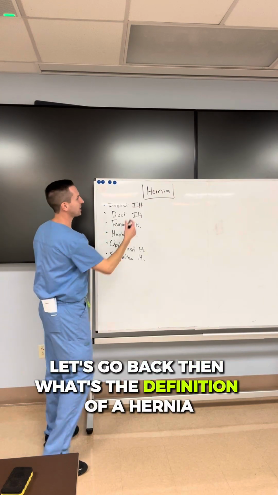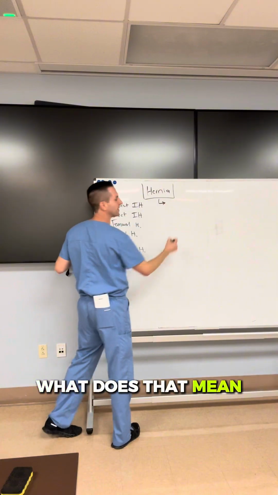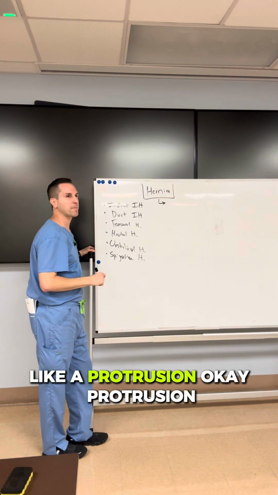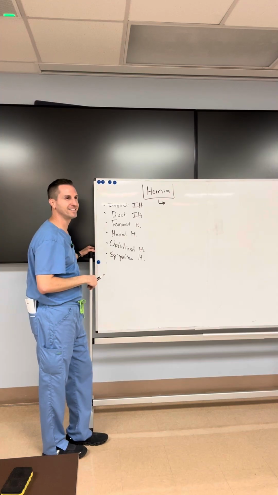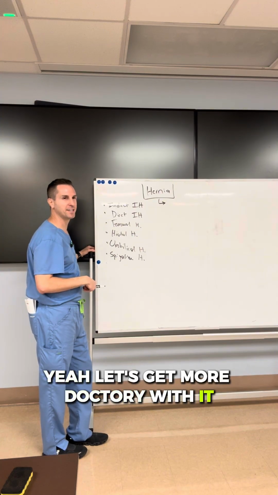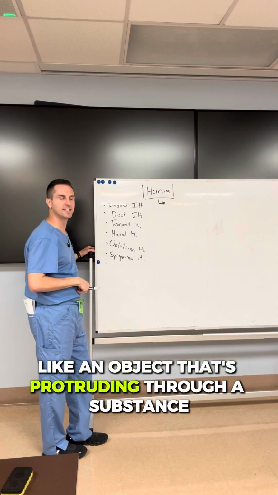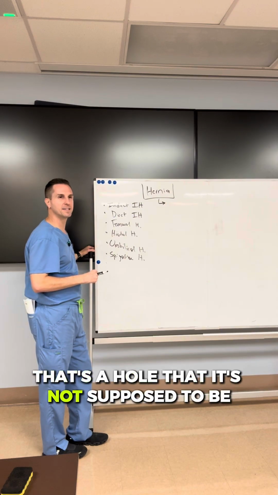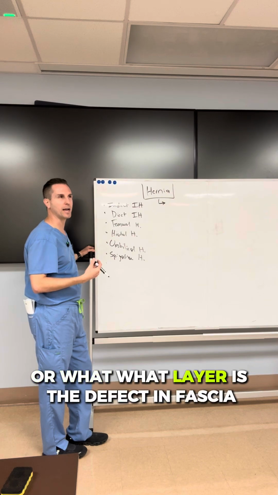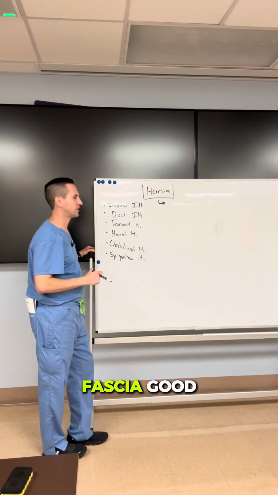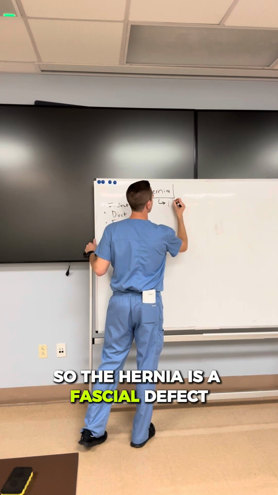What's the definition of a hernia? What does that mean? Like a protrusion. Okay, protrusion. Yeah, let's get more doctory with it. Like an object that's protruding through a hole where it's not supposed to be. What layer is the defect in? Fascia. Good. So the hernia is a fascial defect.